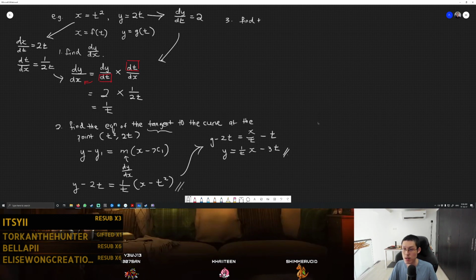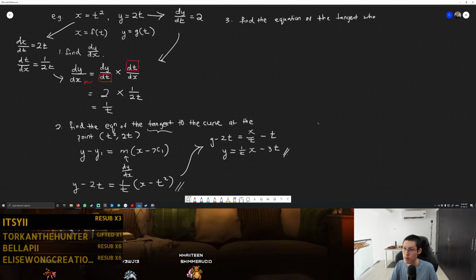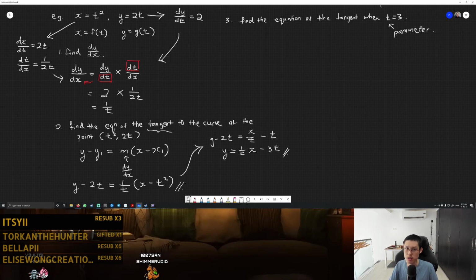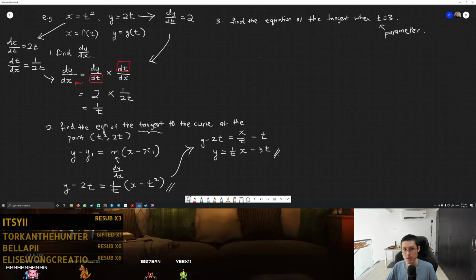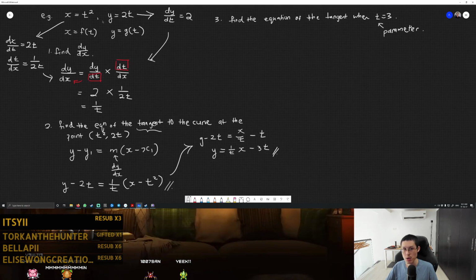So find the equation of the tangent when t is equals to 3. This t here is usually what they refer to as the parameter. That's why this part of the chapter is called parametric differentiation, because you're differentiating the equation with respect to a common parameter.